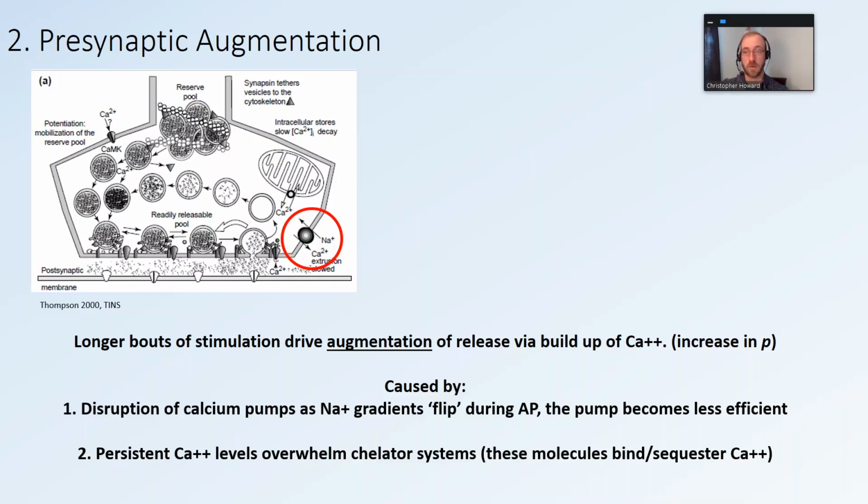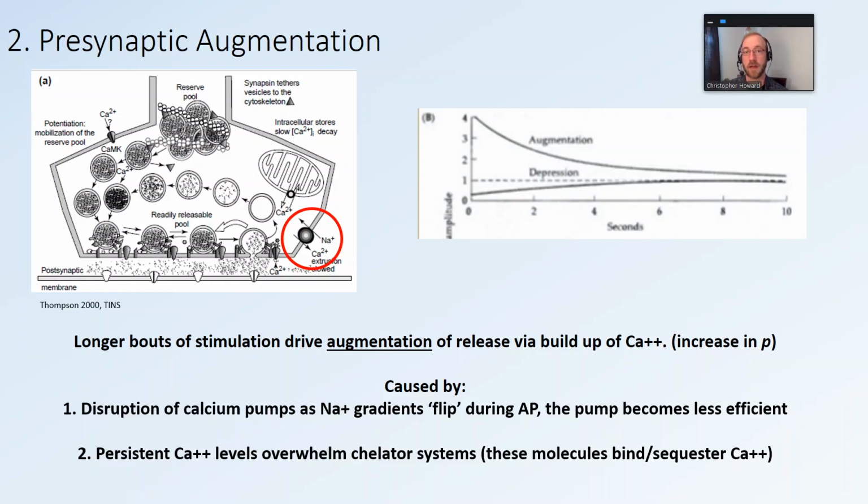The second part is within this presynaptic terminal, there are also calcium chelator systems. We've talked about chelators before, but what they do is they bind to calcium, they sequester it so that it can't do its action. When those systems get saturated, they can't respond to any further increases in calcium, and it takes a long time for those systems to recycle. So if we look at the timeline for augmentation, you see that it lasts for a lot longer than presynaptic facilitation. Here you see that by 4 seconds, augmentation has not gone down all the way.